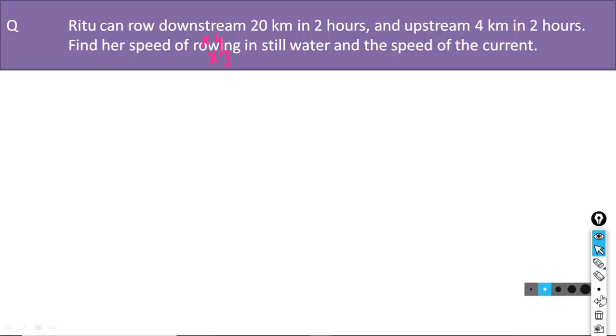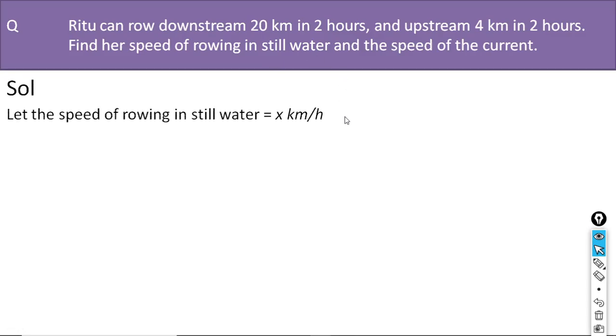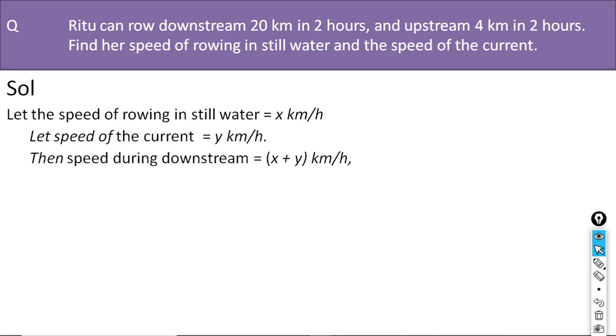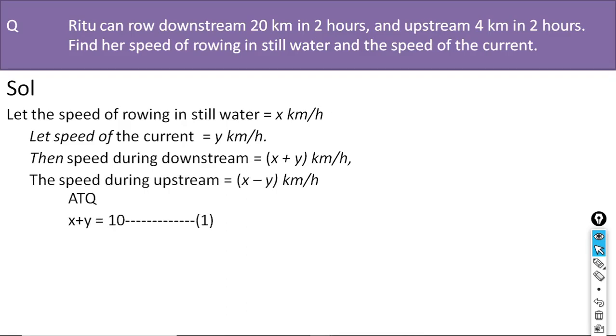Now let us try one more problem on this concept. Ritu can row downstream 20 km in 2 hours and upstream 4 km in 2 hours. You have to find the speed of rowing in still water and the speed of the current. Now first of all, we consider the speed of rowing x km per hour and the speed of the current is y km per hour. Then the speed during downstream is x plus y and during upstream it is x minus y.